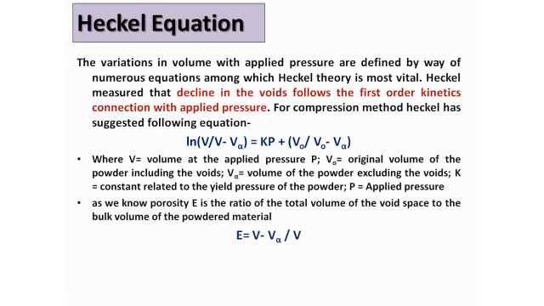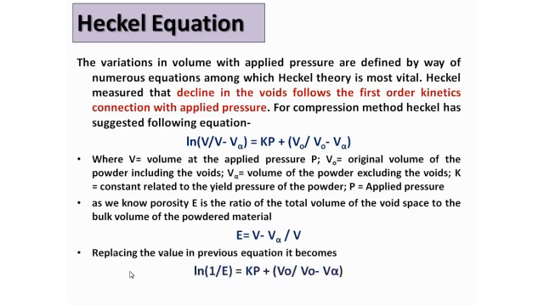What are you going to get? Replacing the value in the previous equation, this equation becomes the natural logarithm of 1 by E, that is the inverse of the porosity, is equal to Kp plus V naught by V naught minus V alpha. Here we have put the value. So this equation has been changed to this by replacing with the value of E.